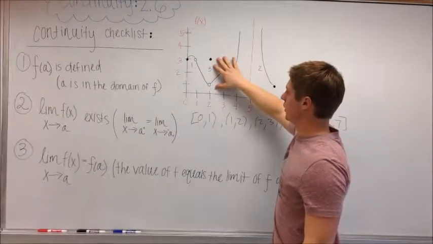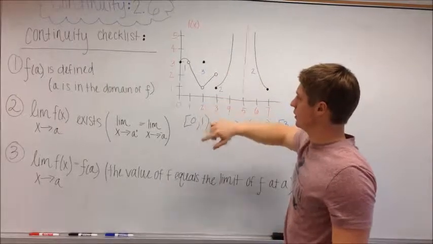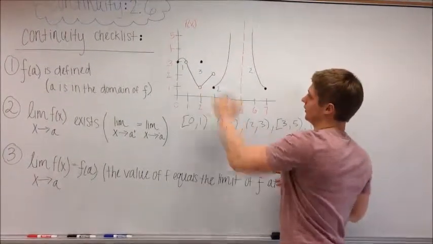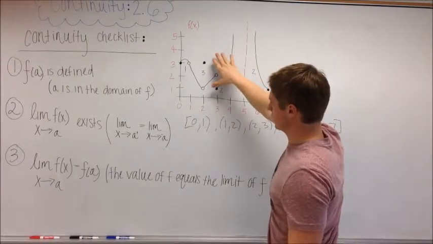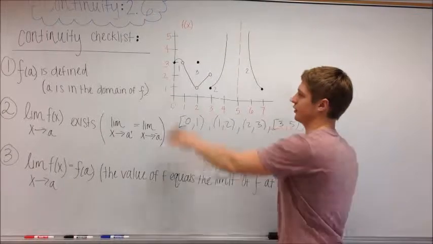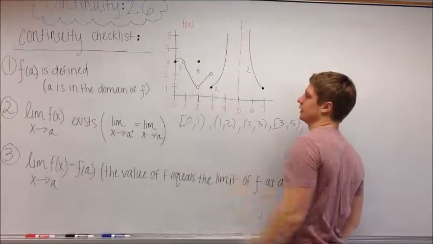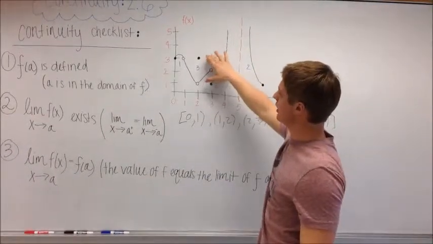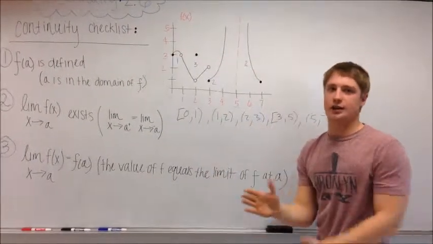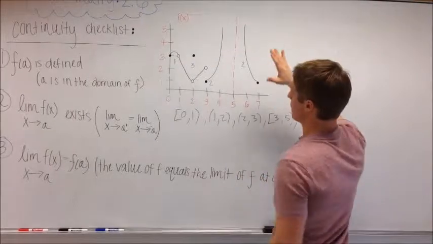Here, f of x is discontinuous at 2 because the limit of f of x is not equal to the function value f of a. The limit as x approaches 2 is going to be 1, and f of 2 is going to be 3. These have to be equal to each other for it to be continuous, and it's not, so it's discontinuous.